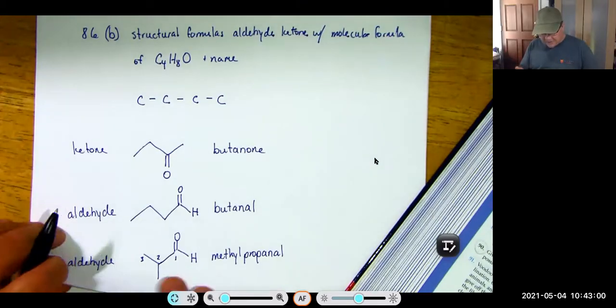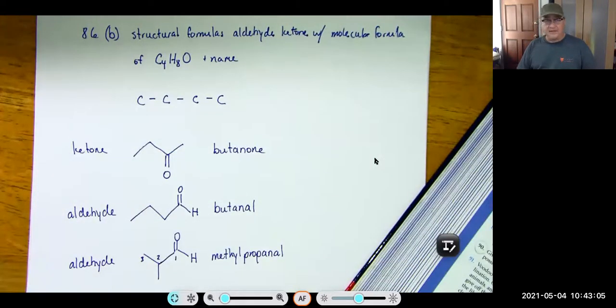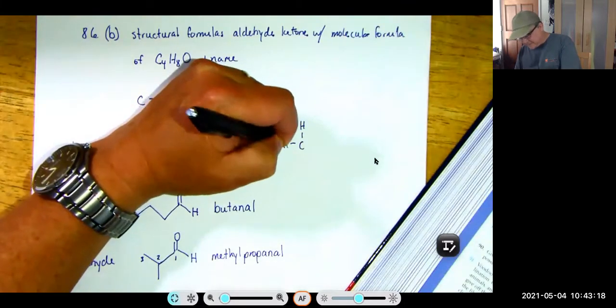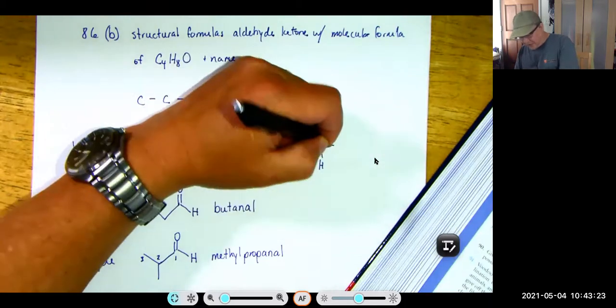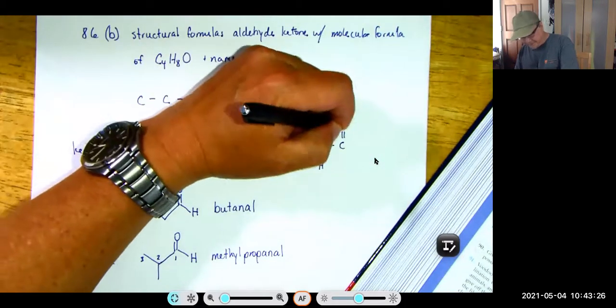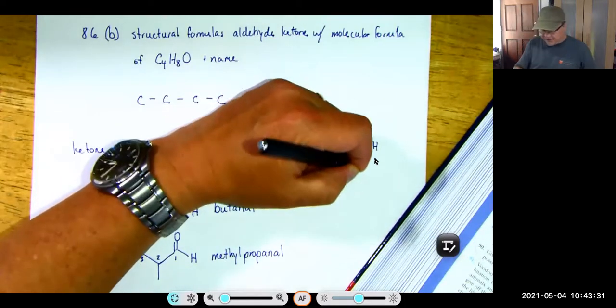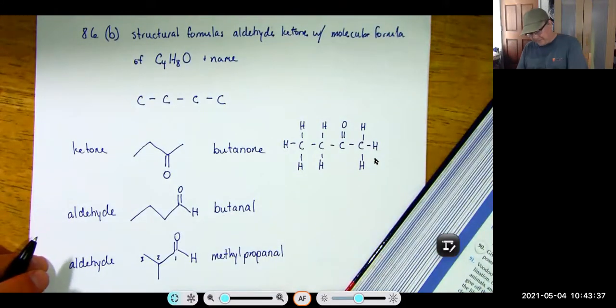Now, what are the easier ones to get? The ones where you just make a straight chain. That's my go-to. If they say draw something that's got this many carbons in it, my go-to is that. Now, what is the correct answer? The correct answer would be this. Remember, we cheated by doing the line drawings. So this is the real answer for butanone.